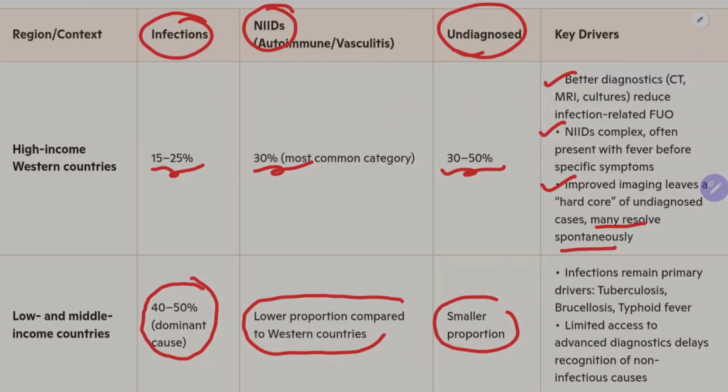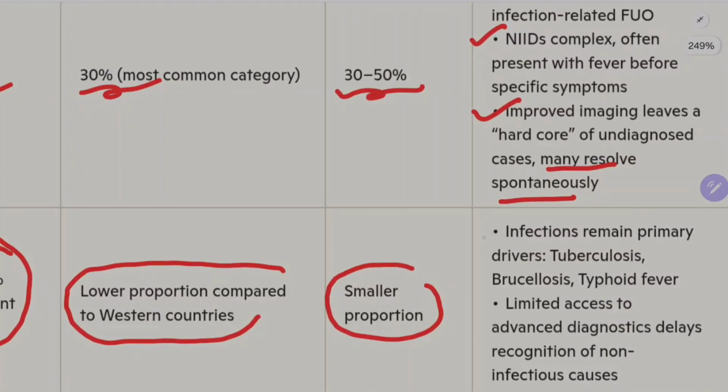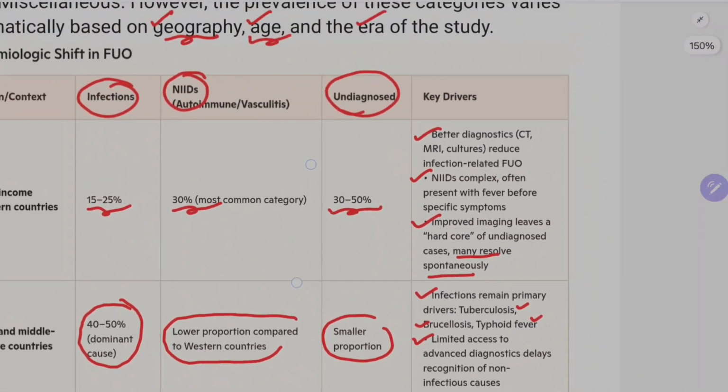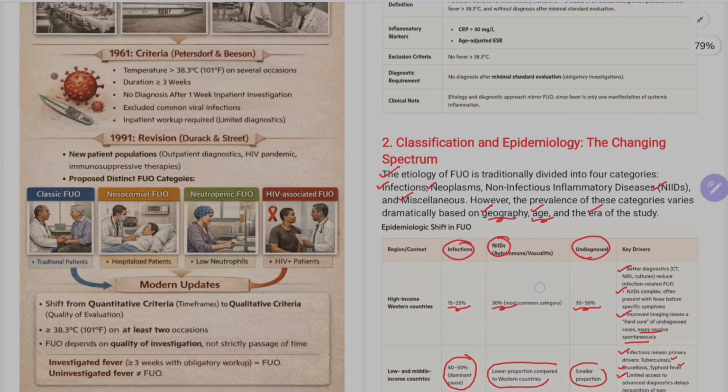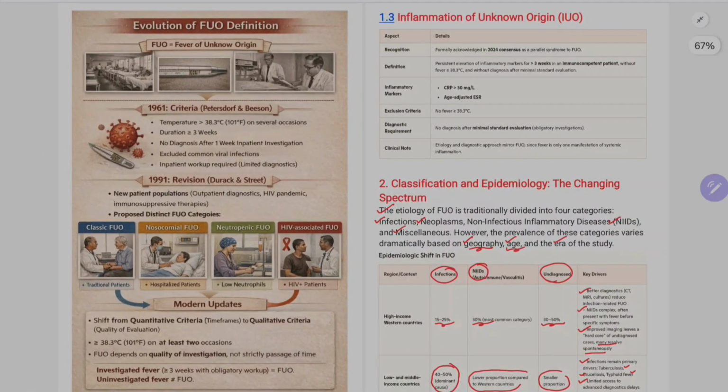So infections remain the primary drivers, particularly tuberculosis, brucellosis, and typhoid fever. Limited access to advanced diagnostics delays the recognition of non-infectious causes. Okay, that's why infections are still the commonest cause in developing or underdeveloped countries.